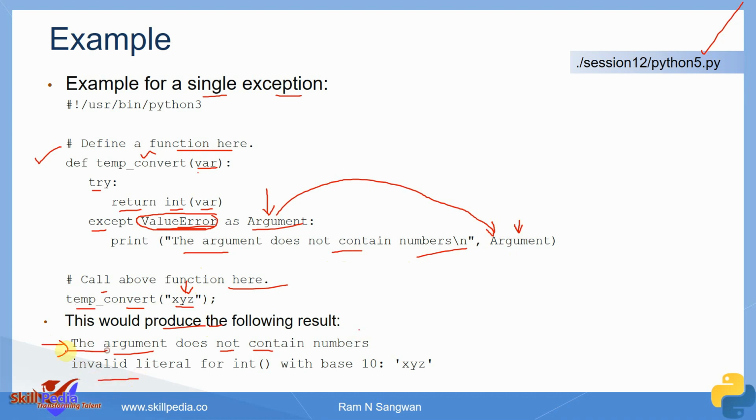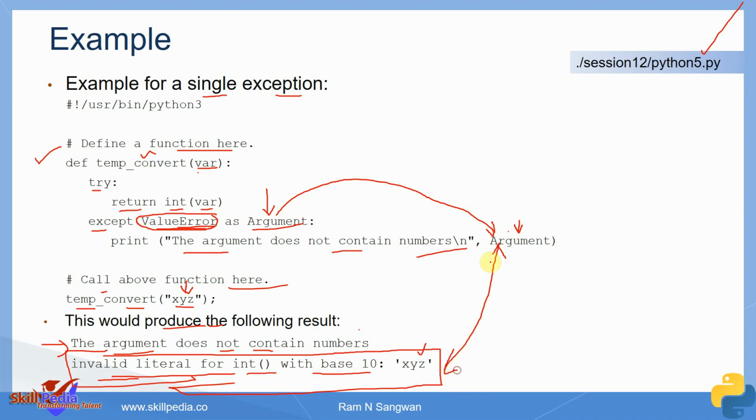Invalid, and this is the message, the argument message. This is actually the output of this argument. So invalid literal for int with base 10: 'xyz', this is what you passed. So this argument is substituted here, and the meaningful message is displayed here. This message is coming because of this argument, which is actually the message returned by this ValueError.